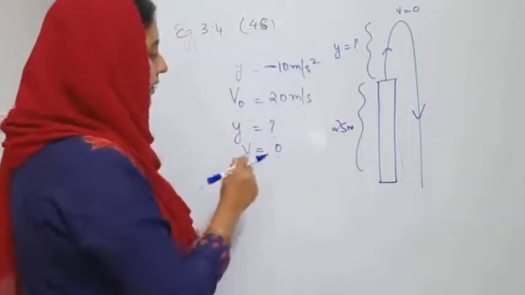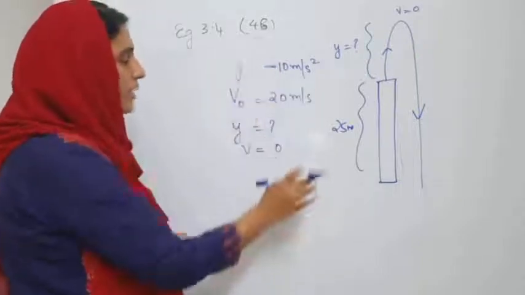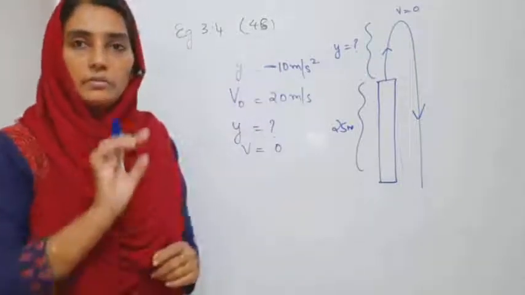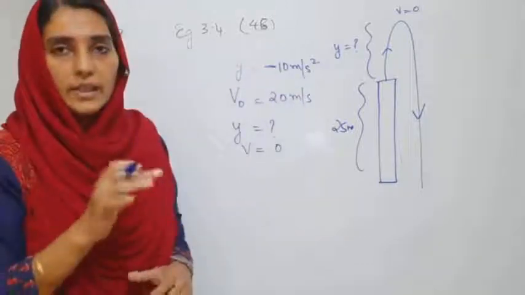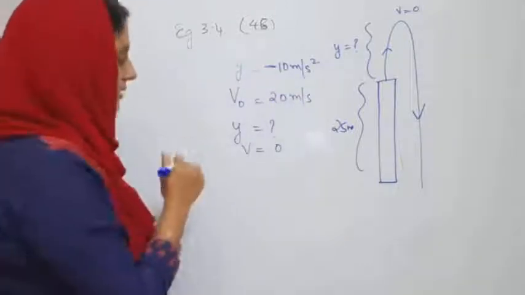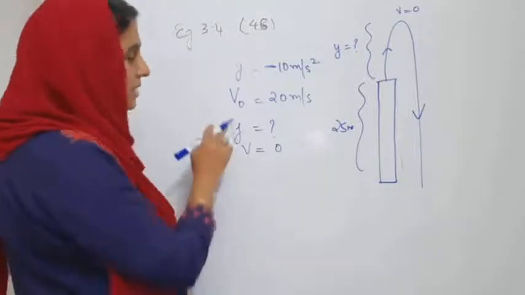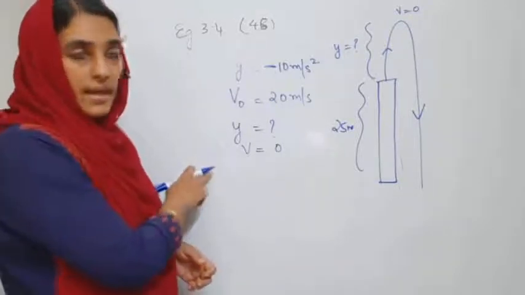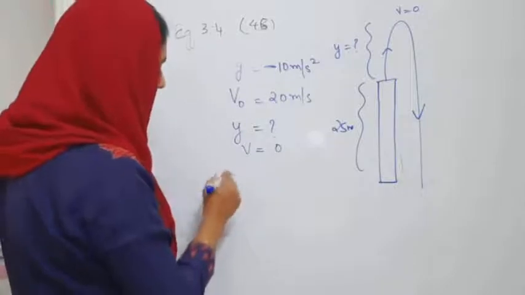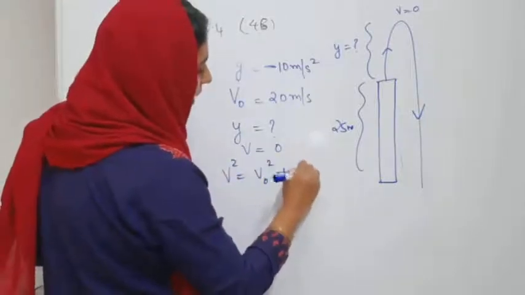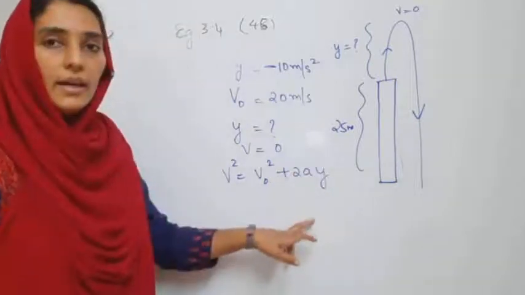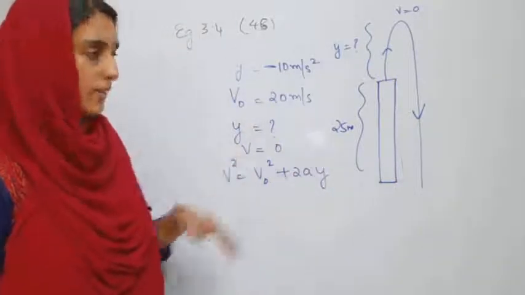We can utilize an equation of kinematics with this data in order to find the distance over which it rises. We have an equation that relates the initial velocity, final velocity, acceleration due to gravity, and the distance traveled: v squared is equal to v0 squared plus 2ay. Here I have written y because the motion is along the y direction.